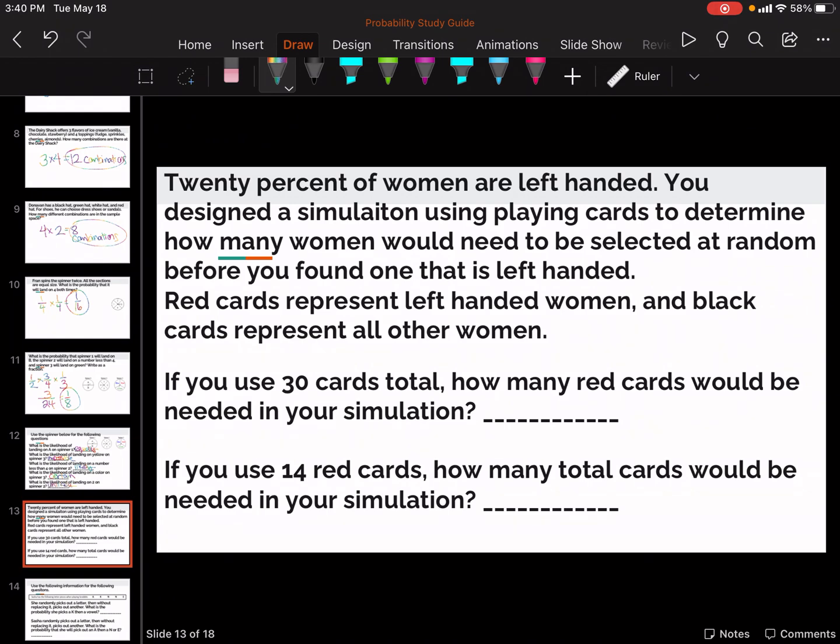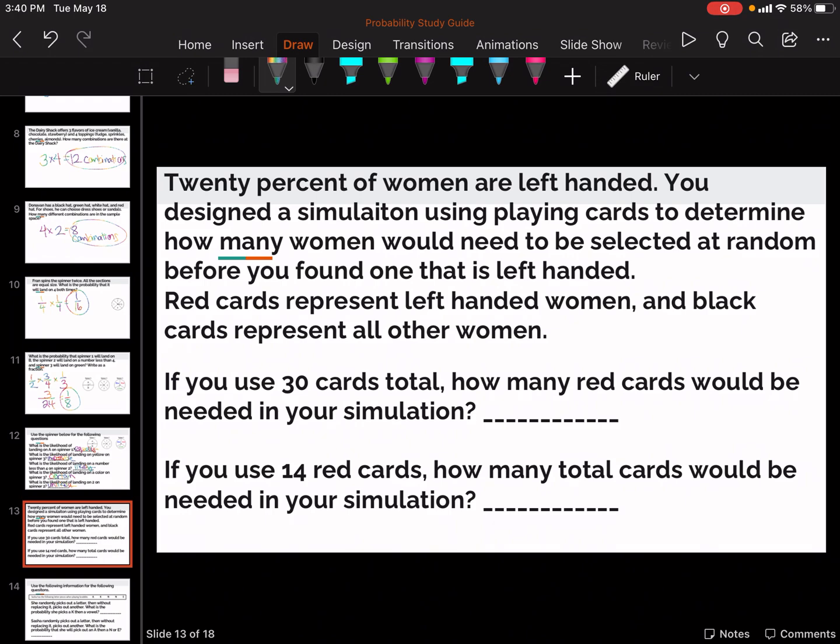Okay, 20% of women are left-handed. You designed a simulation using playing cards to determine how many women would need to be selected at random before you found one that is left-handed. Red represents left-handed and black represents all other women. Okay, 30 cards in total. How many red cards would you need for this simulation?